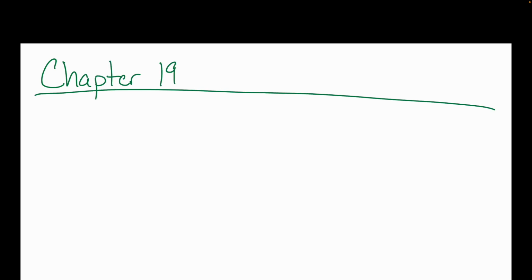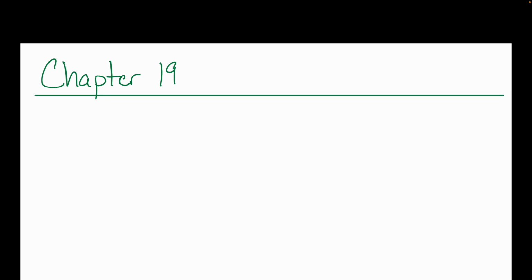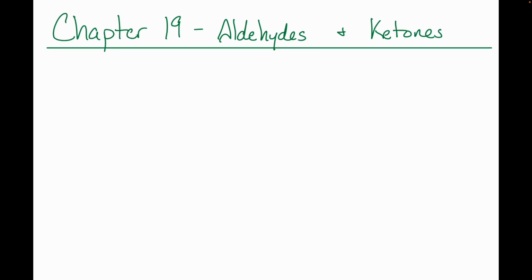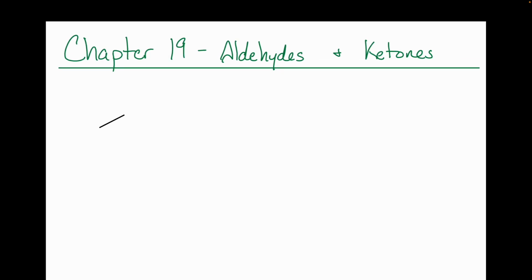So today we're going to start in on our next chapter, chapter 19. We're going to talk about two functional groups that we've sort of talked about in passing before but never focused on: aldehydes and ketones.